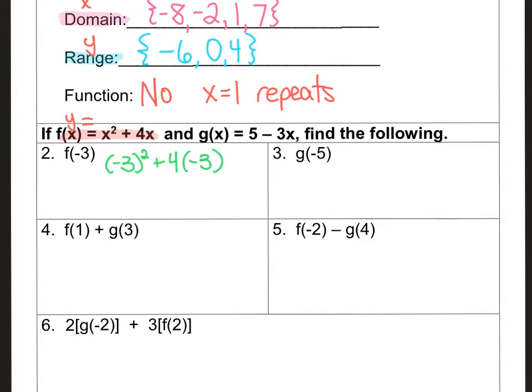So this would be my work. Negative 3 squared is 9. 4 times negative 3 is negative 12. And so we get 9 minus 12, we get f of negative 3 equals negative 3. So when x is negative 3, y is also negative 3.